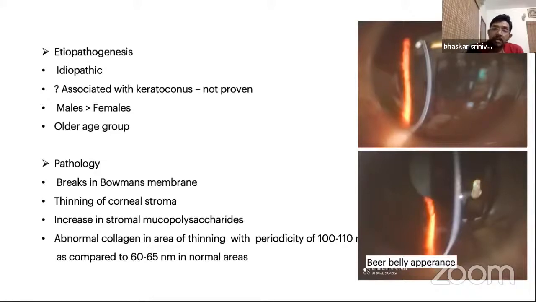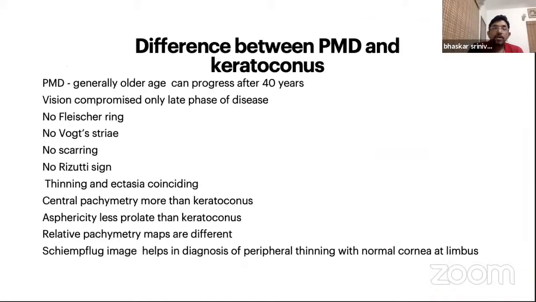The pathophysiology, like in keratoconus, also shows breaks in the Bowman's membrane. There is thinning of the corneal stroma and increased stromal mucopolysaccharide deposition. If you look at the collagen ultrastructurally, the periodicity of the collagen is increased to about 100 to 110 nanometers as compared to the normal 60 to 65 in the normal areas of the cornea, indicating the weakness of that area, and that is why it thins. And because the ectasia and the thinning do not coincide, it gives an appearance of a beer belly.